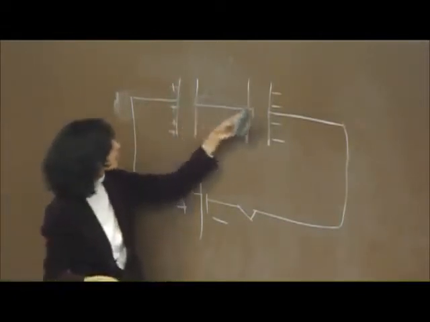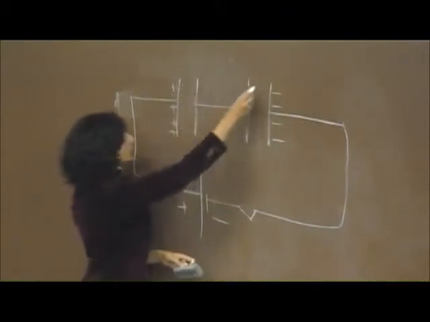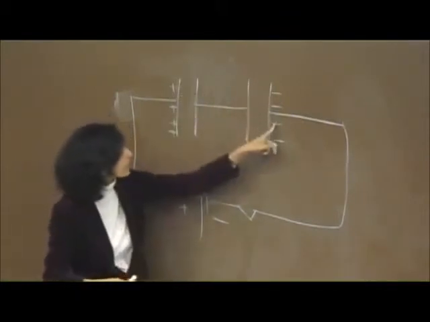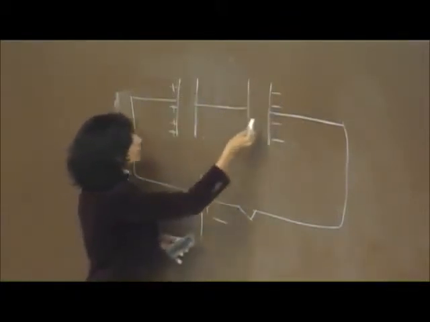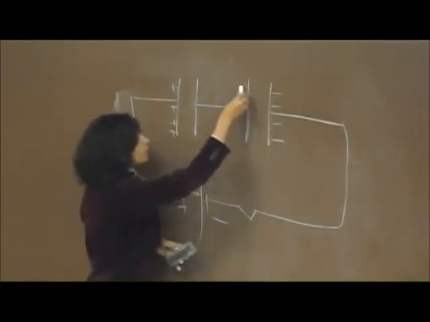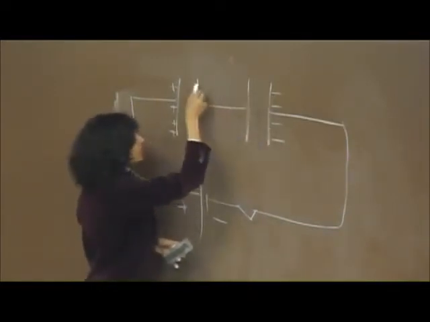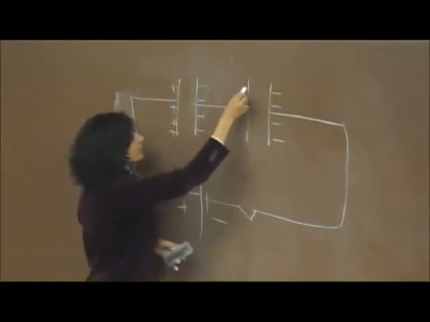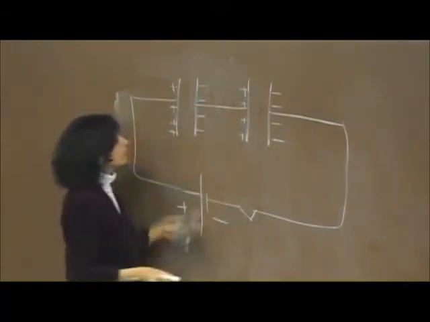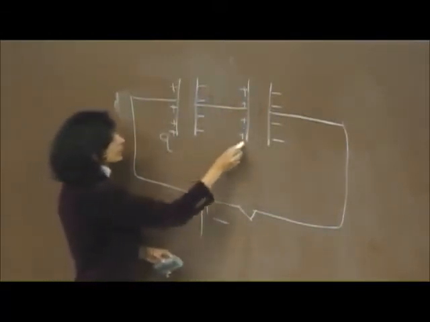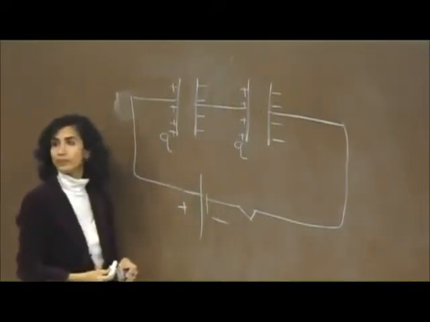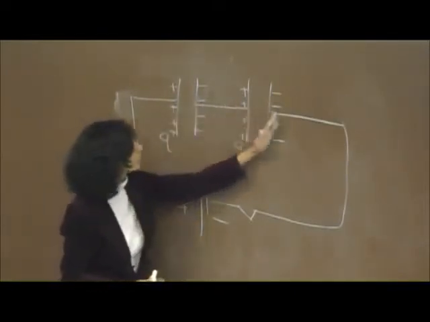Now due to induction, on this side, even though there is an insulator here, so these charges are not going to jump across, what will happen is these negative charges will repel the electrons here, and they will come and accumulate here. Positive charges will accumulate here. So can everybody see that Q here and Q here will be the same? Plus Q, minus Q, plus Q, minus Q.